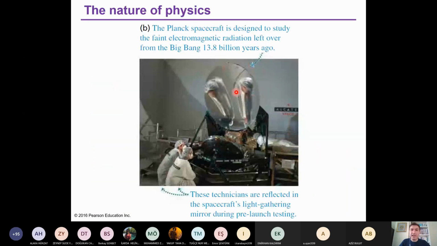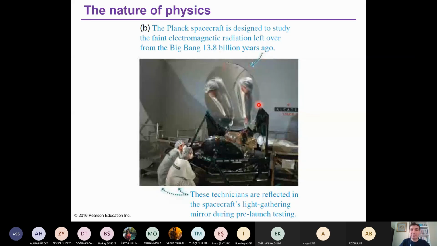Now we have Planck spacecraft. This is designed to study the faint electromagnetic radiation. What is faint electromagnetic radiation? Uzak, sönük. So left over from Big Bang 13.8 billion years ago.